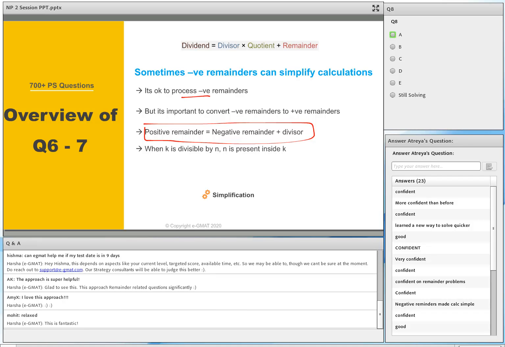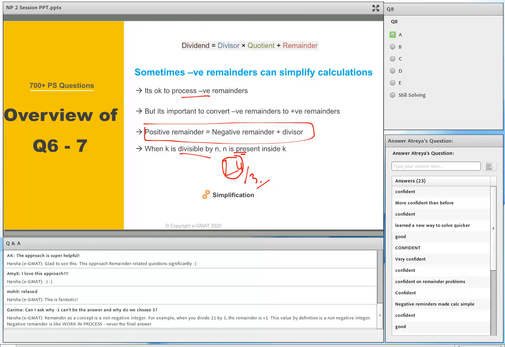First thing, whenever we said that 24 by 3 has a remainder equal to 0, we said that because 3 was present inside 24, right? We had a 3 in 24. So whenever k is divisible by n, n has to be present inside k. With this learning, let's now move to question number 8.